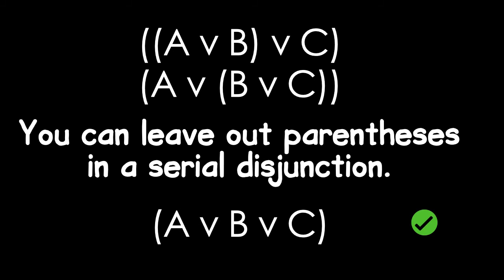In a similar way, A or B or C, strictly speaking, requires that they be bracketed off in pairs, but you can leave out the parentheses in a serial disjunction. So we're adopting a convention, a sort of informal rule, that says you can write the thing at the bottom, and we can understand it as meaning one of the two at the top. Note that you can't do this with a conditional or biconditional.